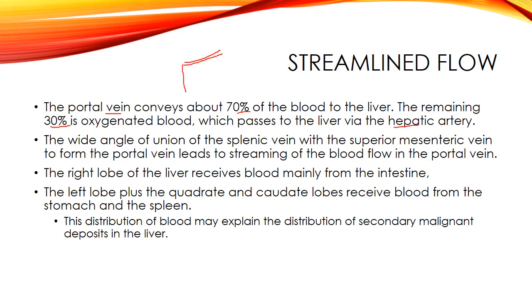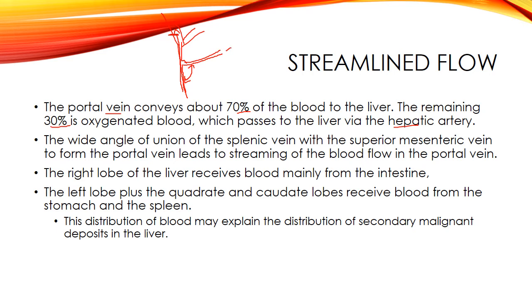The point is that when the splenic vein combines with the superior mesenteric vein, so this is the splenic vein, this is the superior mesenteric vein, and once it forms the portal vein, the direction of the blood flow will basically be streamlined. We have a very wide angle of union over here. As you can see, the angle of union between the splenic and the superior mesenteric vein is very wide. So the blood flow which was coming from the superior mesenteric vein from the intestine, this is just going to go in this direction, and finally when the portal vein divides into right and left branches, it is going to mainly go to the right lobe of the liver.